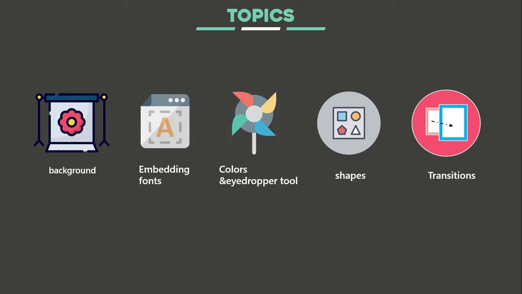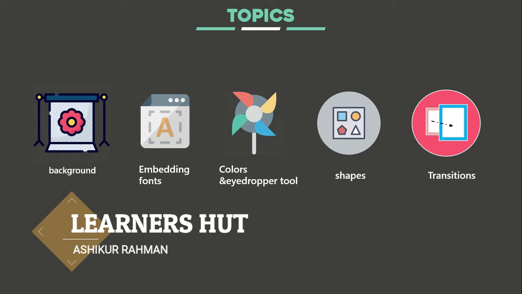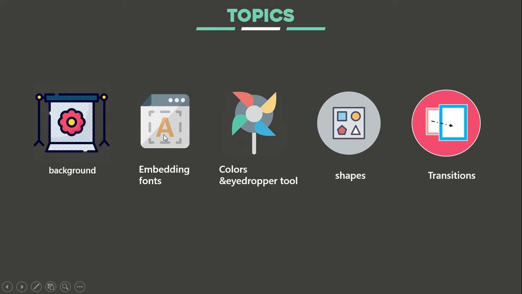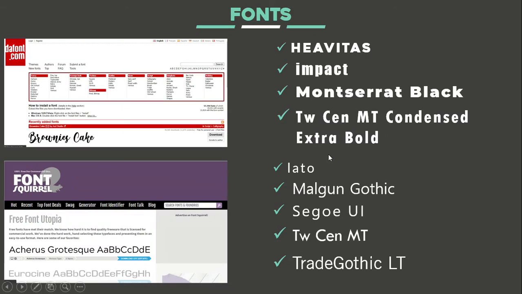So first of all, these are the topics I'm going to cover in this video: how to insert background, how to color them, how to embed fonts, how to format the text and colors, how to choose the colors, how to use the eyedropper tool, how to insert shapes and make this kind of icons, and how to work with the transitions. So our first topic is background.